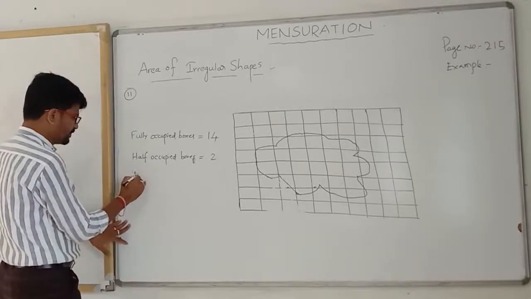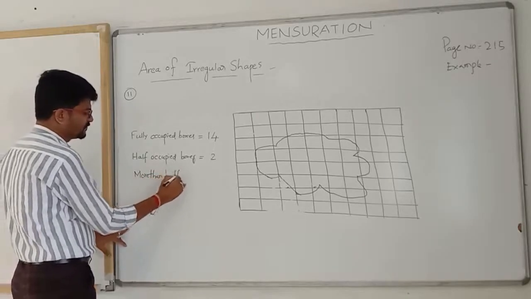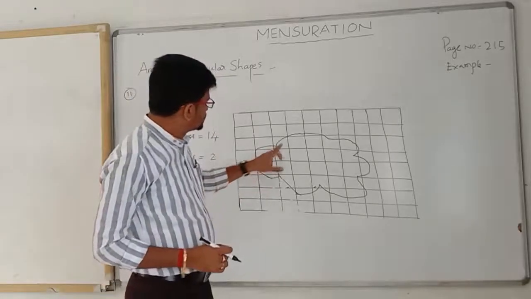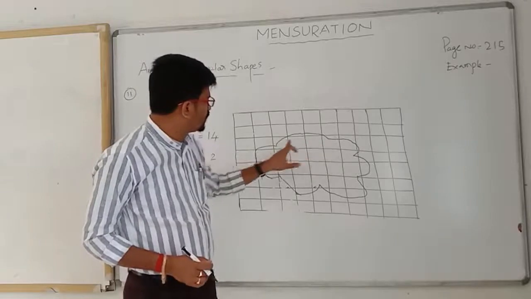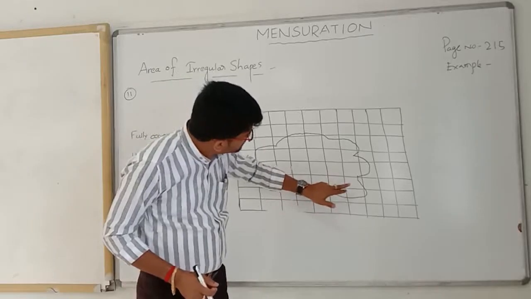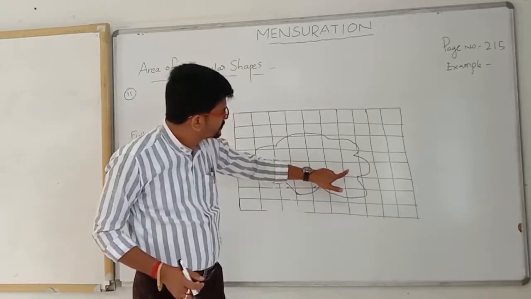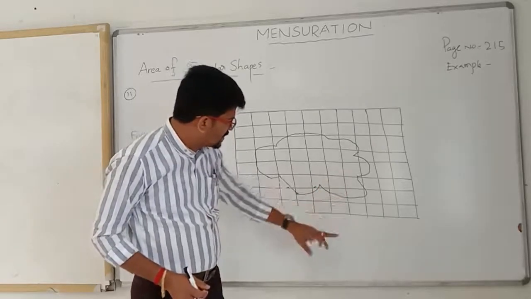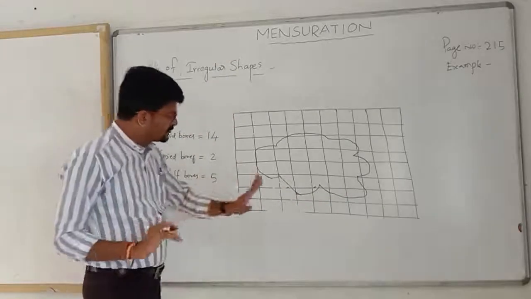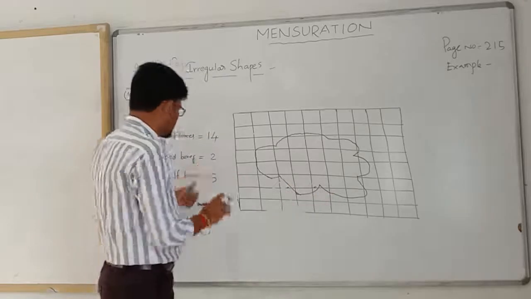And more than half boxes. See, this is more than half, this is more than half. 1, 2, and this box is more than half, 3, and here more than half, 4, and this is also more than half, 5. Yes, approximately 5 more than half. Now, this we can consider as half, and this also we can consider as half. So we can add the total.